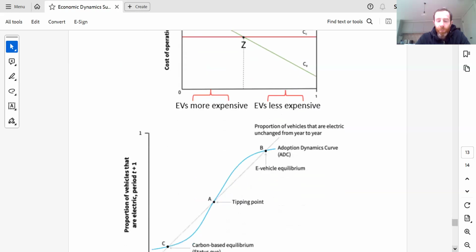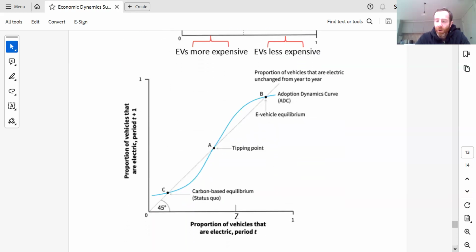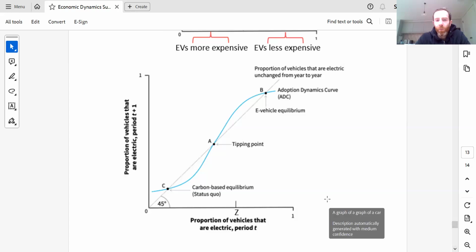Now, our next key diagram is coming back to an S-shaped curve. With this one, we imagine we start here at point C, and where we want to get to is up here at point B. So we're at this carbon-based equilibrium where you can see the proportion of vehicles that are electric is quite low today. Let's again take this year to year. So quite low this year, and then it's going to stay at the same level next year. And then we fast forward to next year, and again, we're stuck at this low level. And we want to think about how we are going to get up to here at point B, where the proportion of electric vehicles is really high and stays really high?